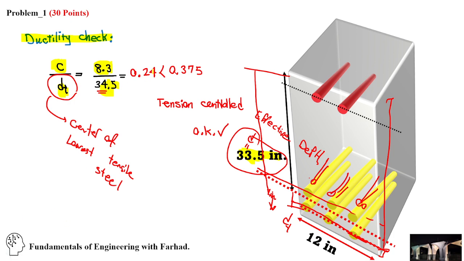Then it's less than 0.375, which is the ductility check off. Steel is still yielding.